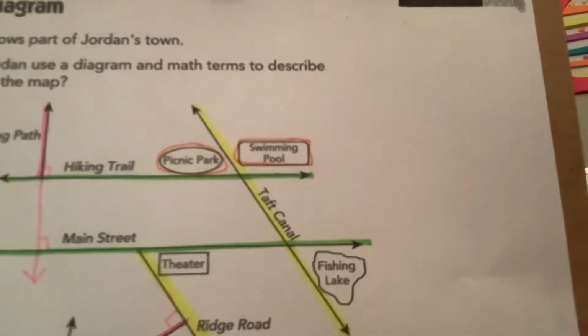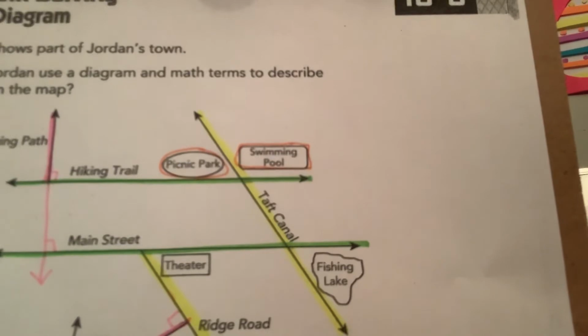Number 4, what building is located at the intersection of 2 perpendicular roads? Explain how you found your answer. Okay, now when I first read that question, I thought, oh my goodness, we just found 3 perpendicular spots on the map. How do I know which building to put down? But if you look at those 3 perpendicular spots, only one of them has a building.